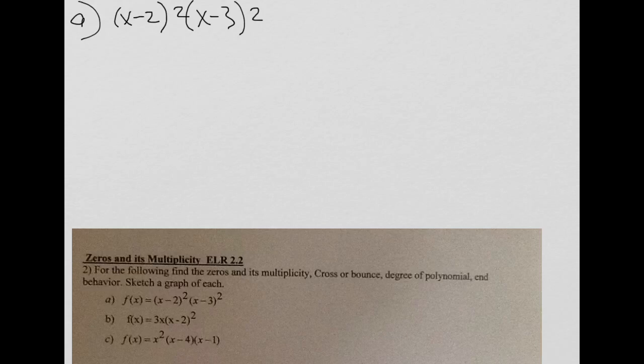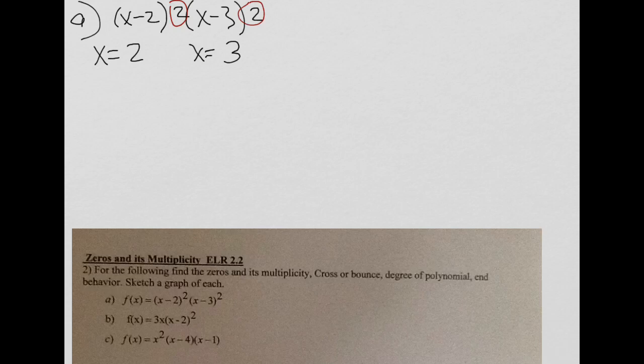Okay, here in number 2, I need to find the zeros, their multiplicity, does it cross or bounce, what's the degree, and behavior, so I can sketch a graph of this. Alright, so I'm going to look at the first one, 2a. It's already factored out, and we're going to get this x, the 0 to be 2, this one to be 3. Now let's take a look at their exponents.